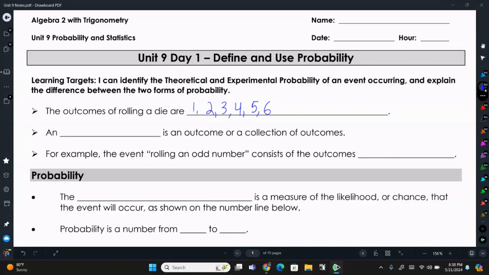Now, an event is an outcome or a collection of outcomes. For example, the event rolling an odd number, that's the event, and the outcomes of that event rolling an odd number are 1, 3, and 5.